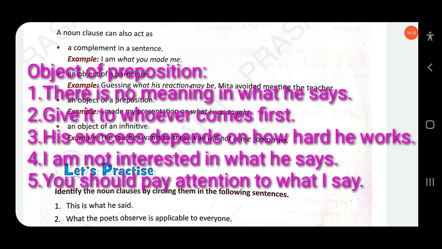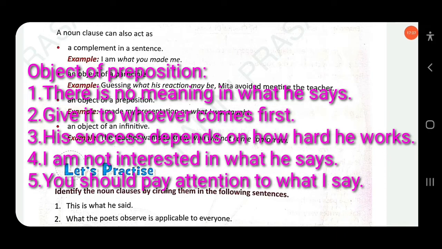Here, whoever comes first, this is the object of the preposition to. Clear? Similarly, take another example. His success depends on how hard he works. So here the noun clause is how hard he works. This is a noun clause, and it is the object of the preposition on.